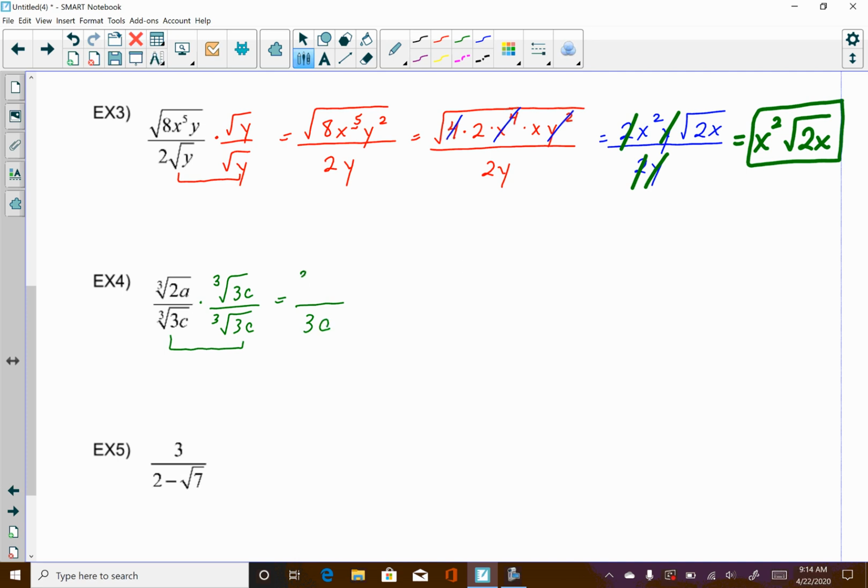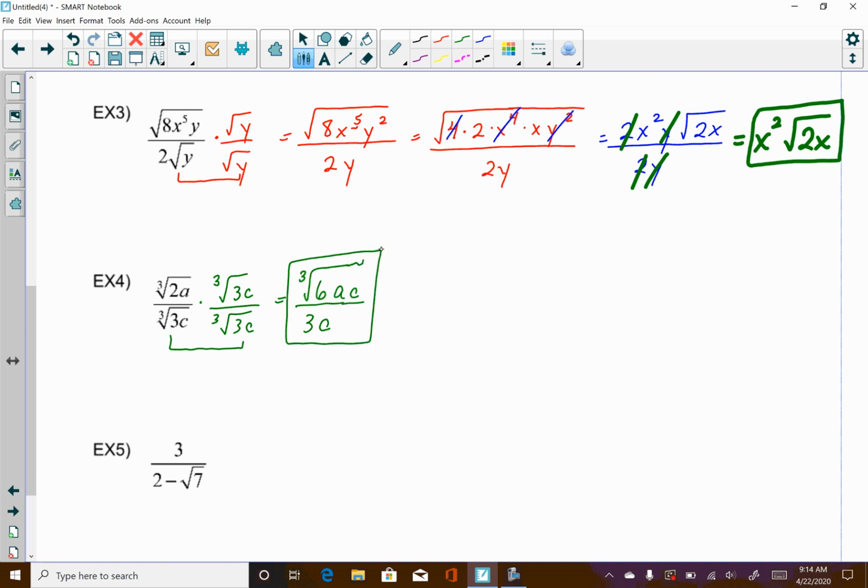And then up top I have the cube root of 3 times 2 will give me 6ac. And then I'm not going to be able to take the cube root of 6, nor can I write a and c as multiples of 3, so that would be your final answer.